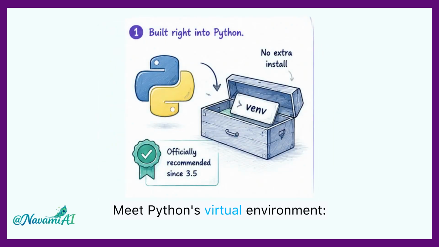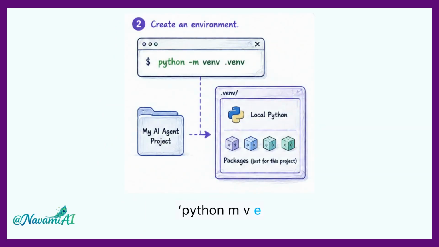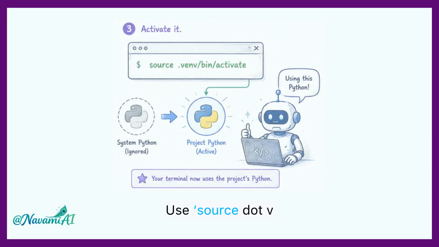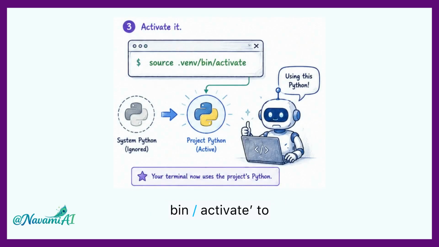Meet Python's virtual environment. It's built right into Python, officially recommended since Python 3.5. No extra install needed. Python -m venv .venv creates a .venv folder, a self-contained mini Python install just for this project. Use source .venv/bin/activate to activate the environment. And activating it tells your terminal, use this Python, not the system one.